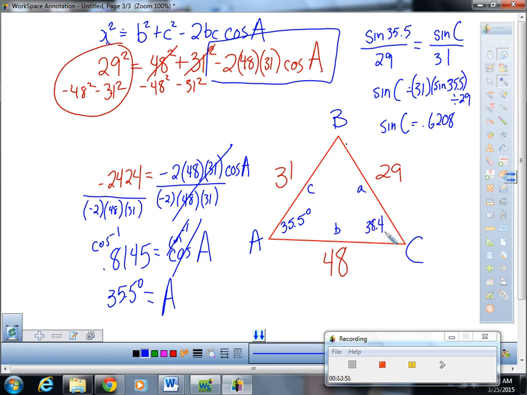And now to find B, I'll just subtract that from 180. So 180 minus 35.5 minus 38.4. And you get 106.1. Now let's check ourselves. 48 is the biggest side. It's across from the biggest angle. That's 106.1 degrees. Okay? These two are really close. 35 is smaller, and it's across from the 29. And once again, I know that I'm doing it right.